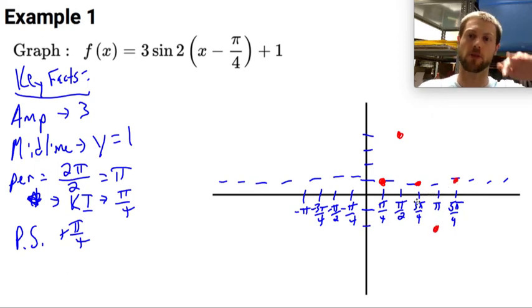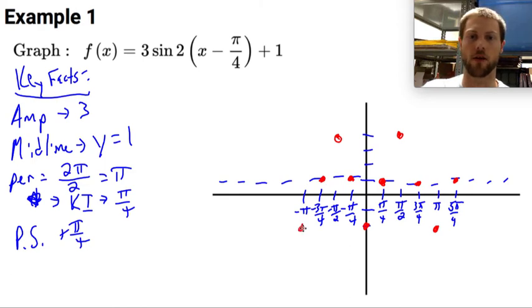And then I'm just going to do the opposite going the other way. I'm going to go down to my minimum, up to my midline, up to my maximum, down to my midline, and down to my minimum. So it's going to look something like this. So here's one wave, and here's the other side of the wave.